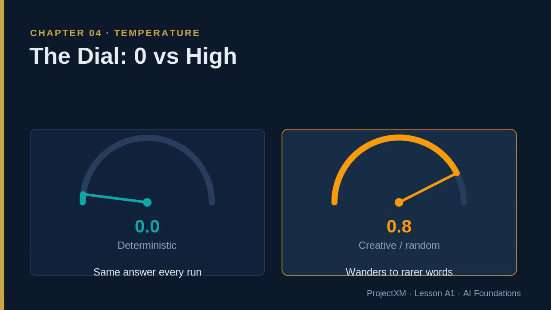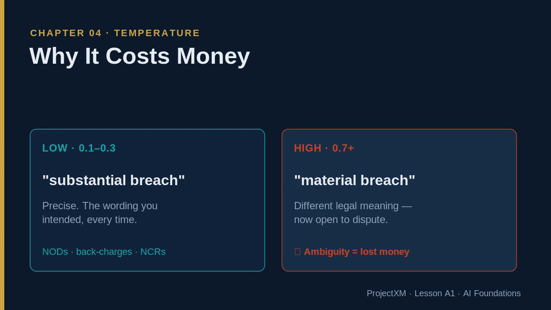A high temperature on a legal claim is incredibly reckless. Really? Oh, yeah. The model might bypass the standard, legally robust phrasing that has an 80% probability and select a flowery, ambiguous adjective that has a 5% probability simply because the temperature setting demanded creativity. Suddenly, your airtight legal notice says substantial breach instead of material breach. The wording becomes open to interpretation, which in a contractual dispute translates directly to lost money.